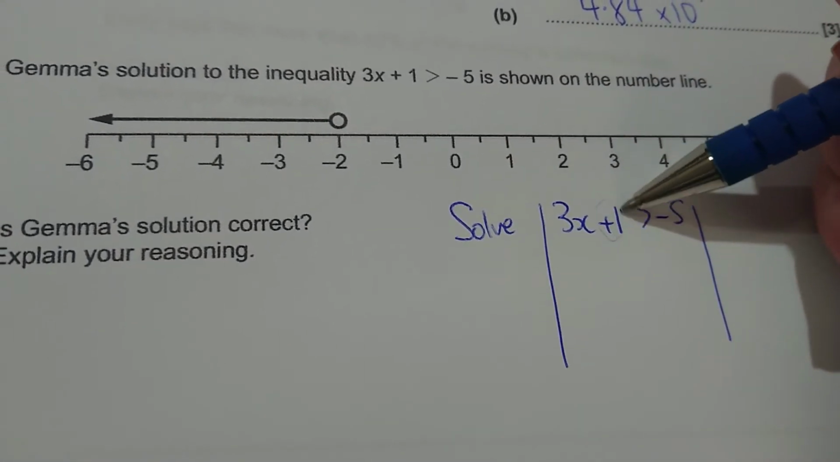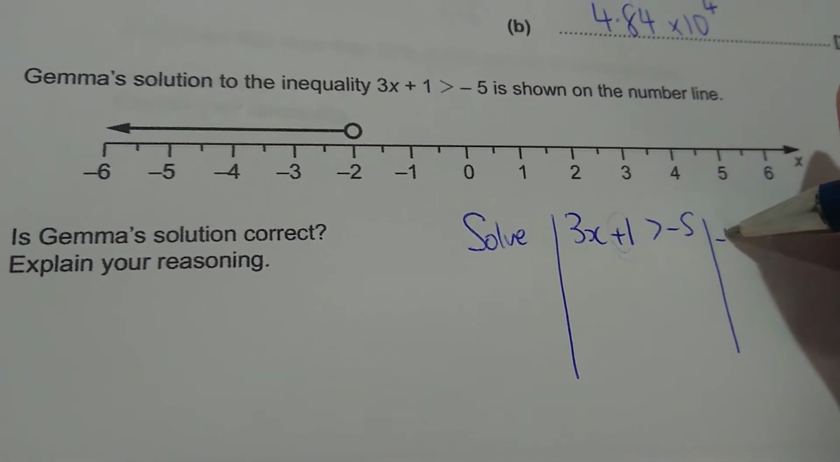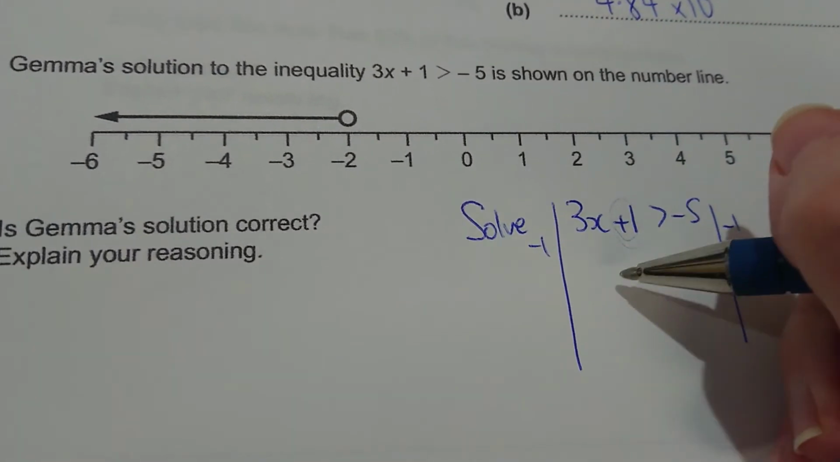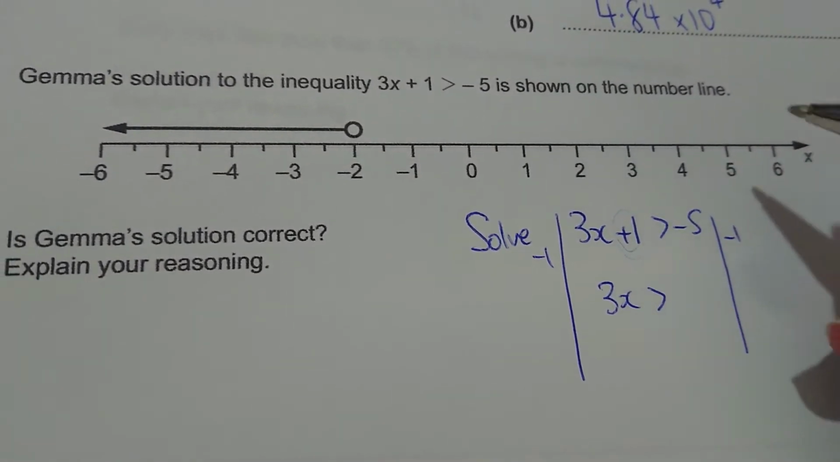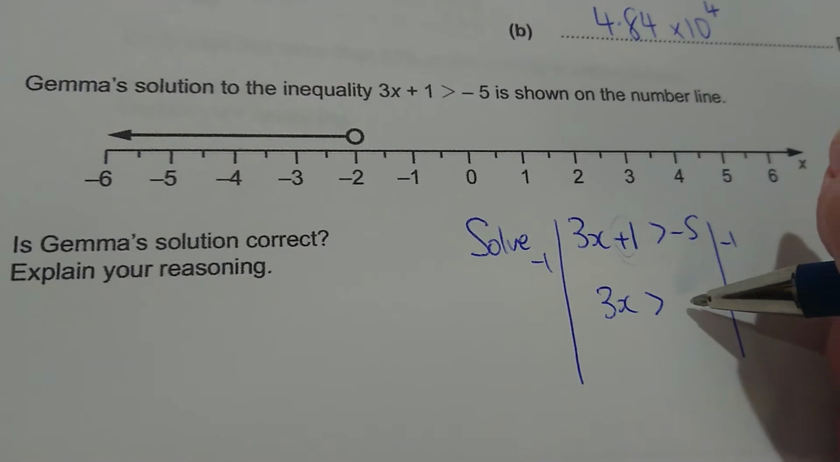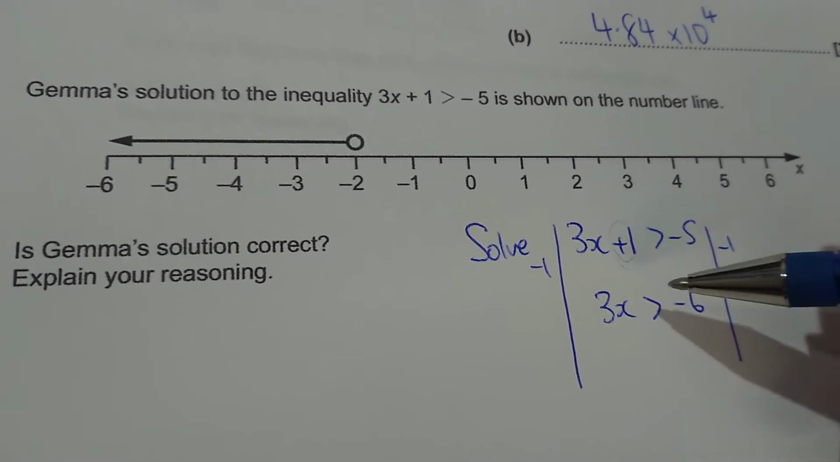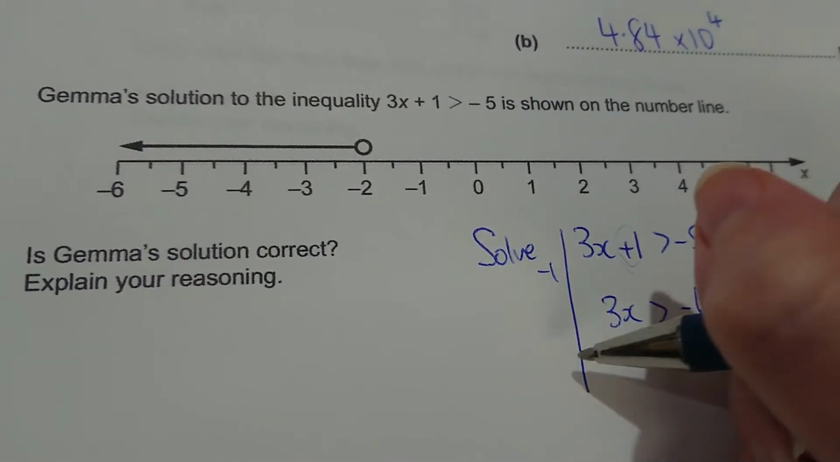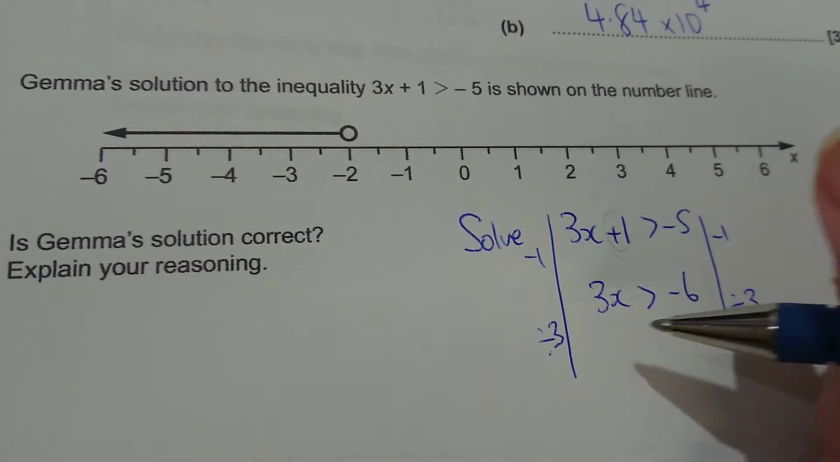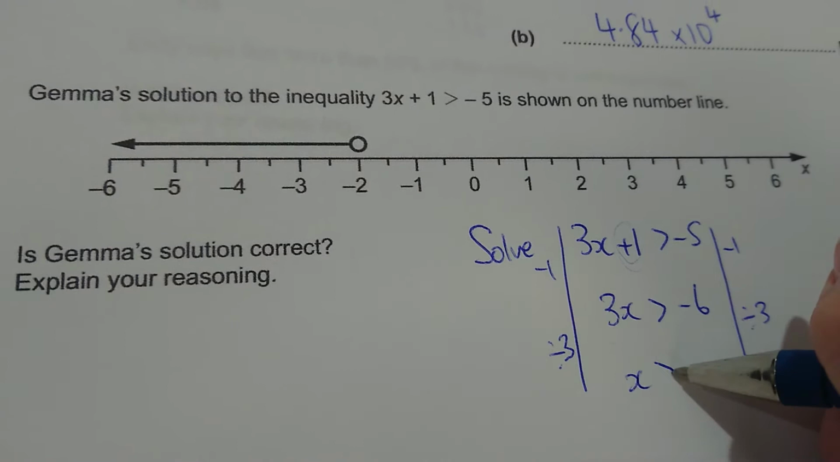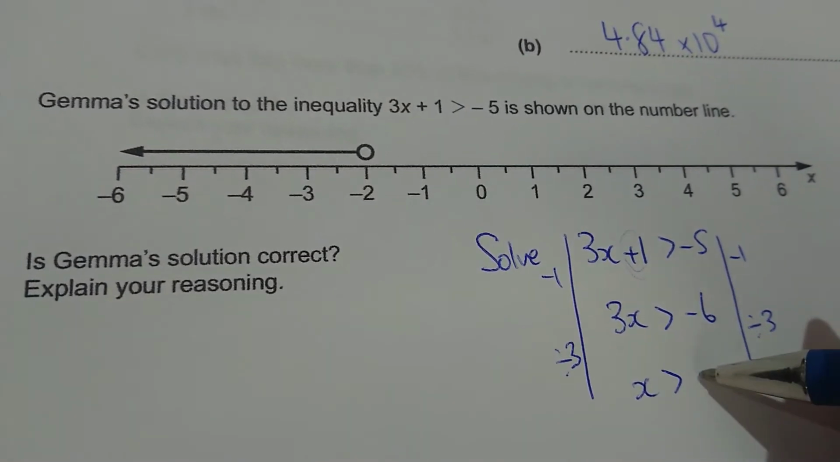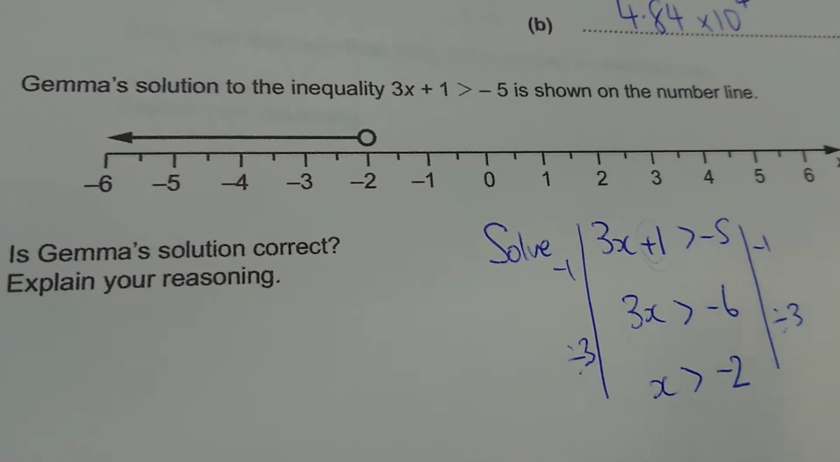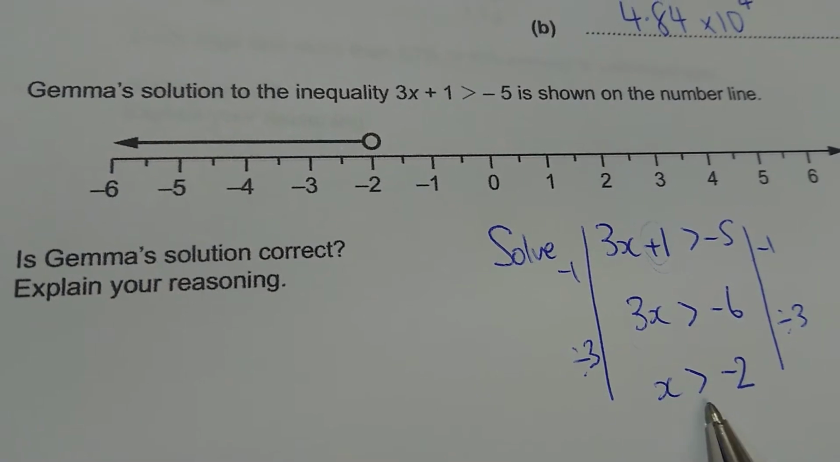So the first thing is to get rid of plus 1, and to do that I would minus 1. So you're going to get 3x is bigger than, and minus 5 take away 1 is minus 6. So then to get rid of the 3, we're going to divide by 3. So when I divide by 3, I just get x, and minus 6 divided by 3 is minus 2. So we should have that x is bigger than minus 2.